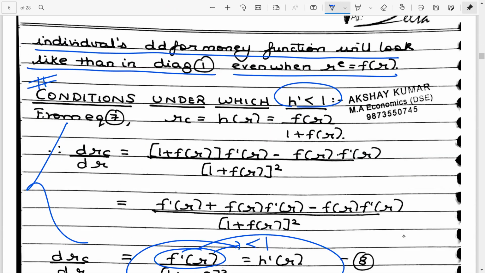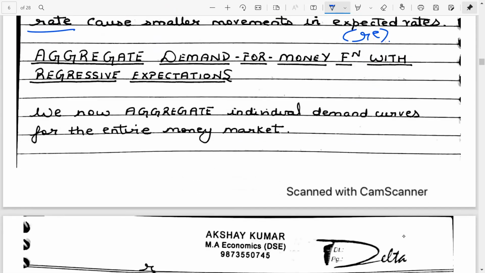In the next lecture of money demand theory, what are we going to do? We are going to look at the aggregate money demand. We have derived today the individual money demand function. In the next lecture, we are going to derive the aggregate demand for money function with regressive expectations. Okay, so I stop in this particular lecture.